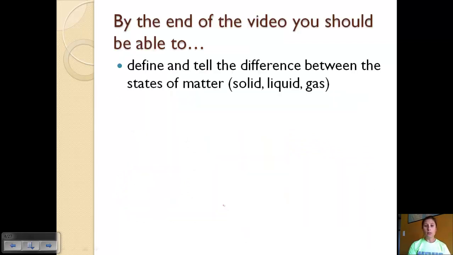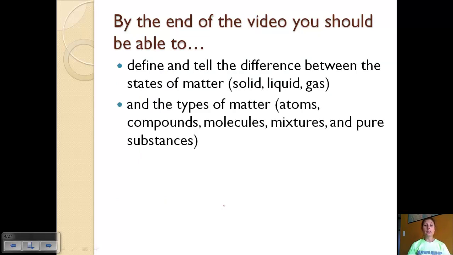So by the end of this video, you should be able to define and tell the difference between the states of matter, mainly solid, liquid, gas, as well as tell the difference between the types of matter, mainly atoms, compounds, molecules, mixtures, and pure substances.